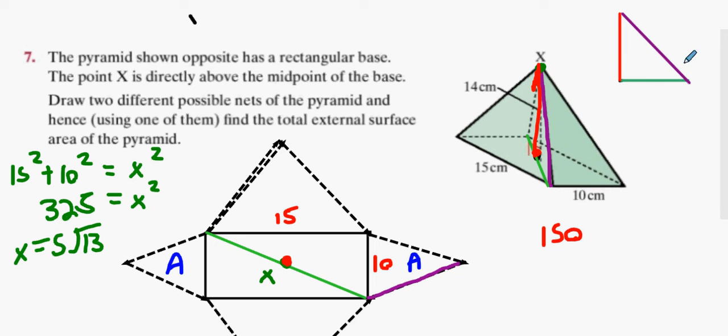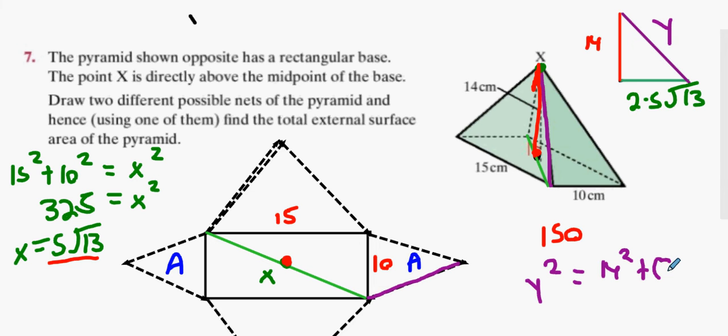Okay, guys. What do we say here then? What size is the green? It's not 5 root 13. It's half of 5 root 13, which is, just call it 2.5 root 13. What's the height of the red one? They gave that to us, didn't they? And we call the purple one y. So we're going to get y squared equals 14 squared plus 2.5 root 13 squared. If somebody wants to square that out and tell me what it is, that'd be awesome.